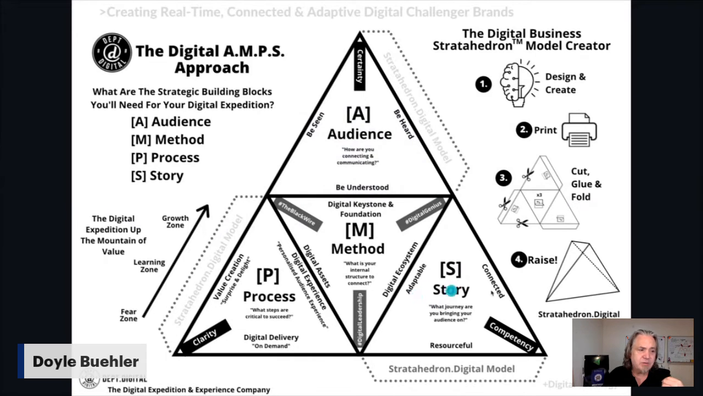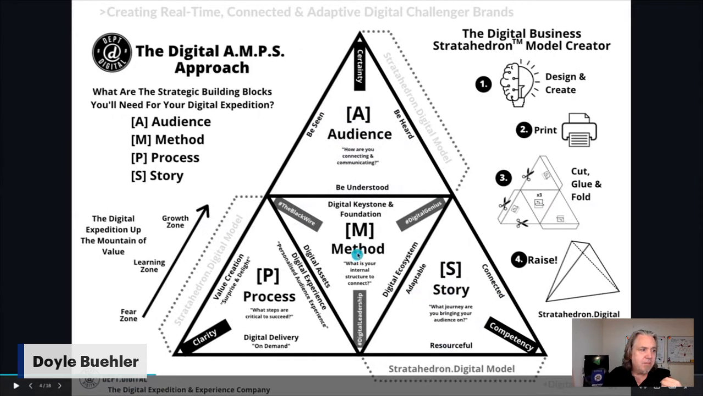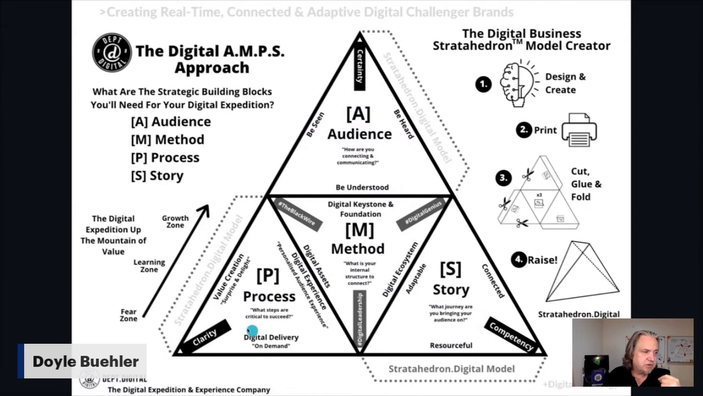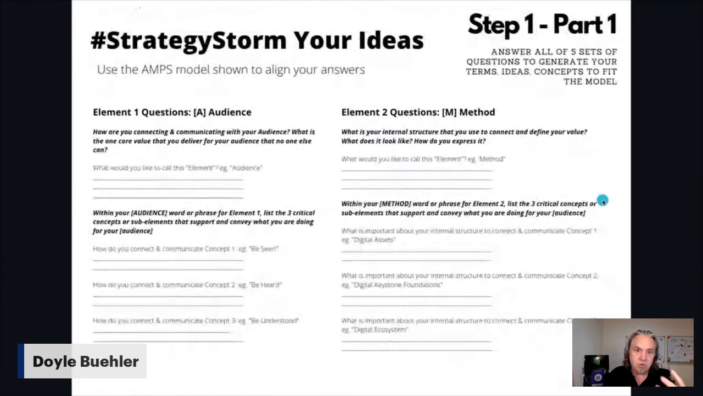So story, it's adaptable, connected, and resourceful. Method, it's foundation, ecosystem, and assets. With process, it's digital delivery, value creation, and digital experience. And again, with audience, it's be seen, be heard, and be understood. So we want to combine all of these different elements together so that we can create our model.